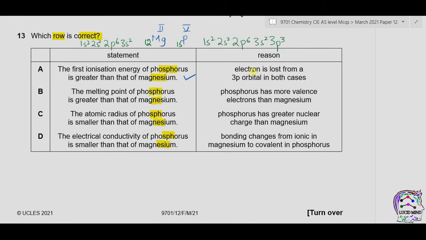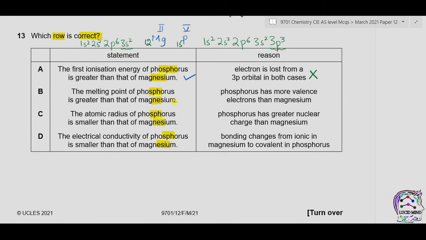The reason given here is that the electron is lost from a 3p orbital in both cases. Now the first electron is lost from 3p in phosphorus, while for first ionization energy the first electron lost will be from 3s in magnesium. So therefore this is an incorrect reason. Part B. The melting point of phosphorus is greater than that of magnesium.